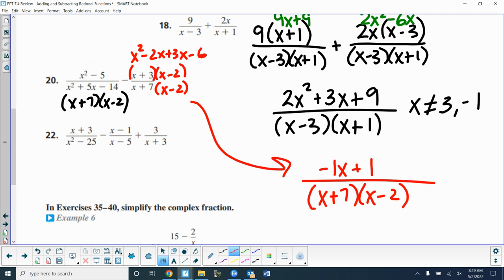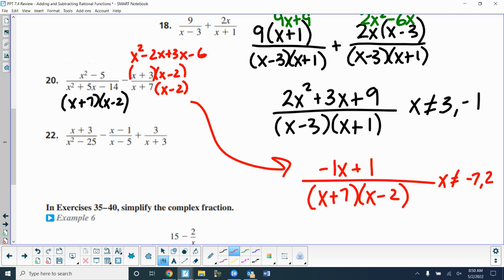Is this numerator the same as either of these denominators? No. So I'm done. And x cannot equal negative 7 or 2. What number was that? 20? Let me see if I did it right. Yep, that's right. I didn't make a mistake. Okay?